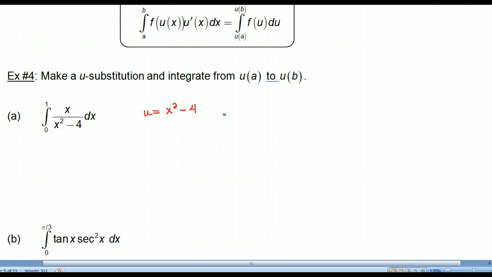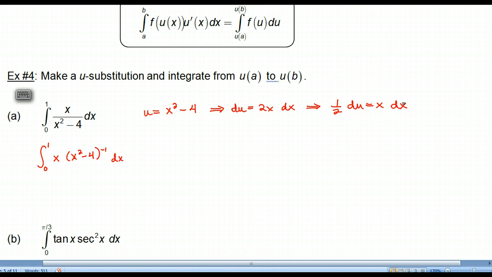Because think of x squared minus 4 in parentheses as really being to the -1. So it's like this. Do you see how I rewrote it? So now it's a little bit more clear what's inside. Are you okay with that? So du would be... but we have to go 1/2. So I have a 1/2 du equal to x dx.